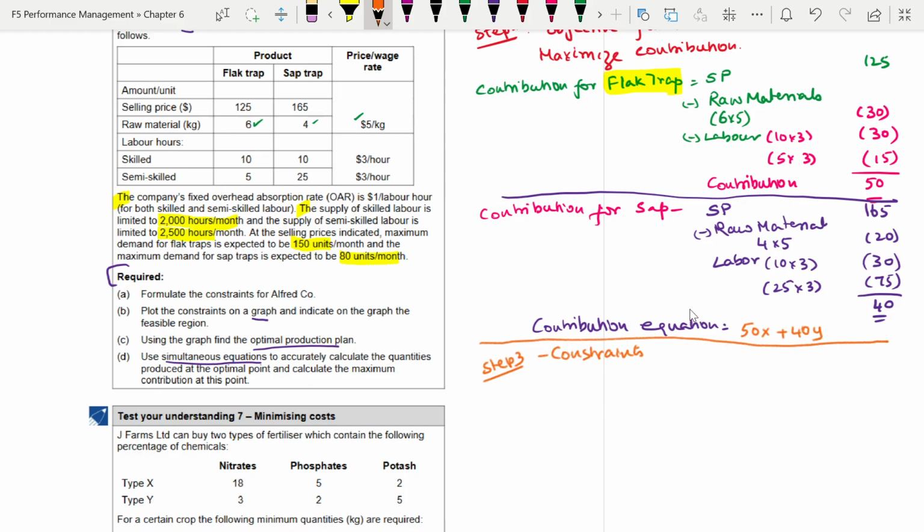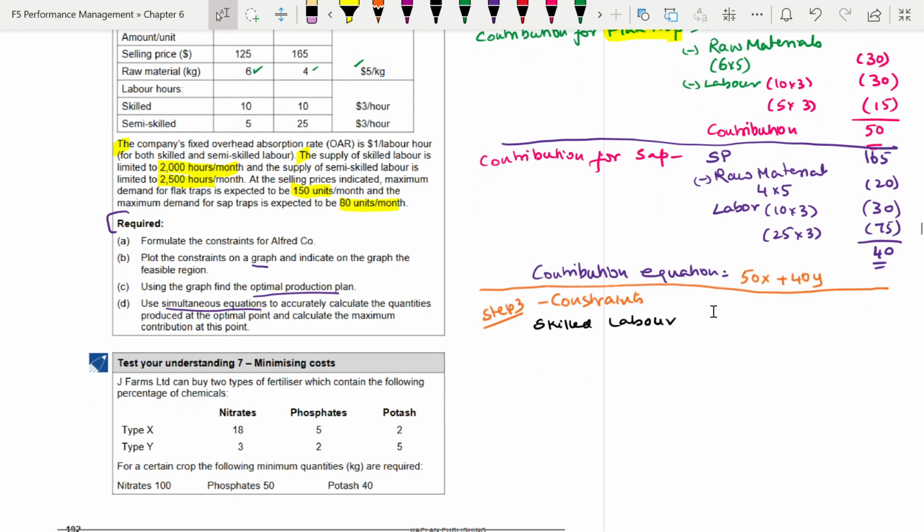They have said, what are the constraints? Skilled labor and semi-skilled labor. Skilled labor is there, semi-skilled labor is there, maximum demand is there. We have to make an equation for that. Skilled labor: how much is the skilled labor? Skilled labor is 10x plus 10y.